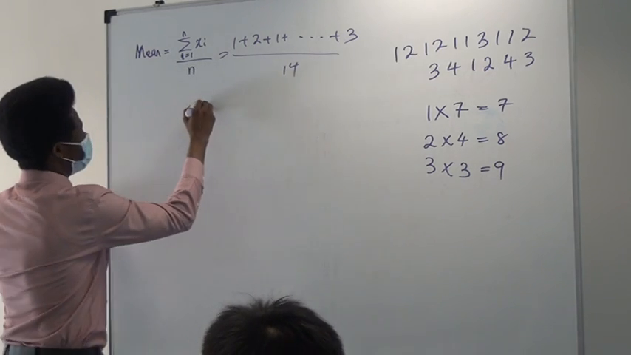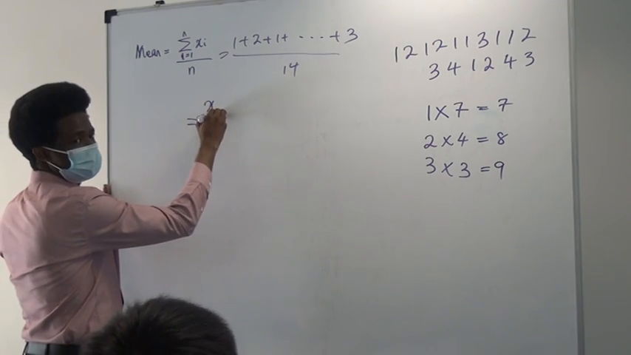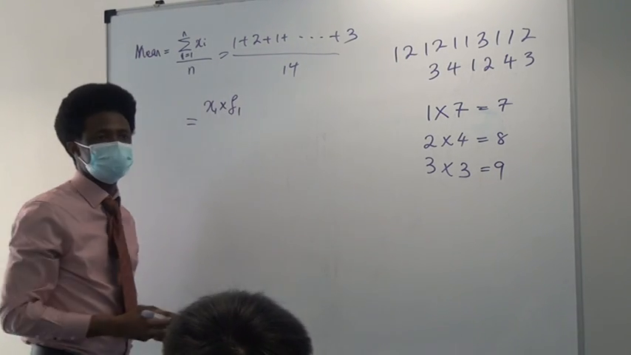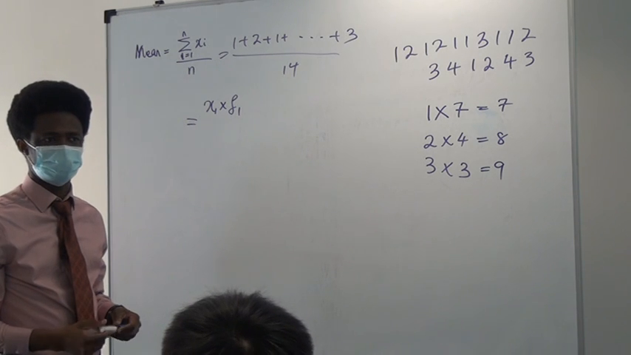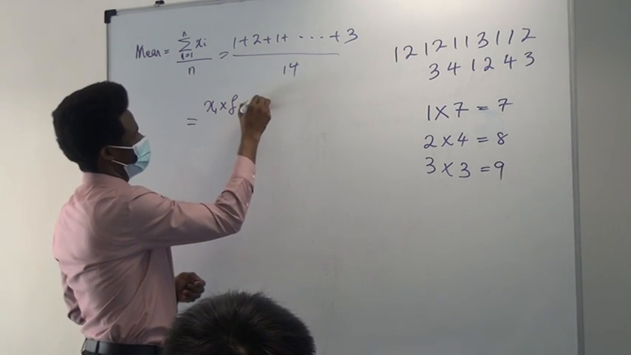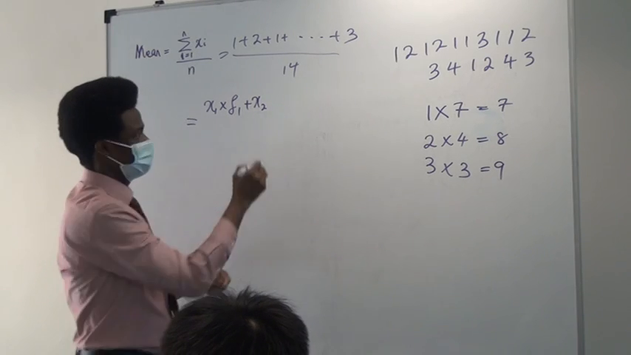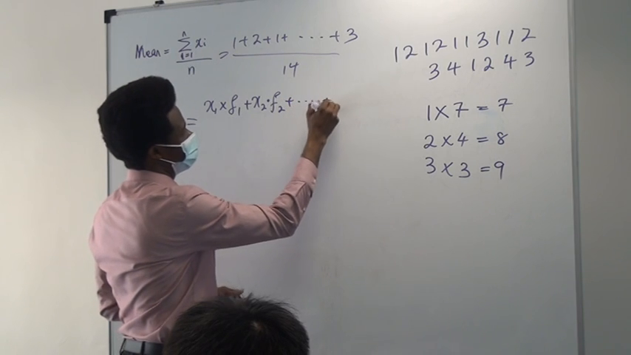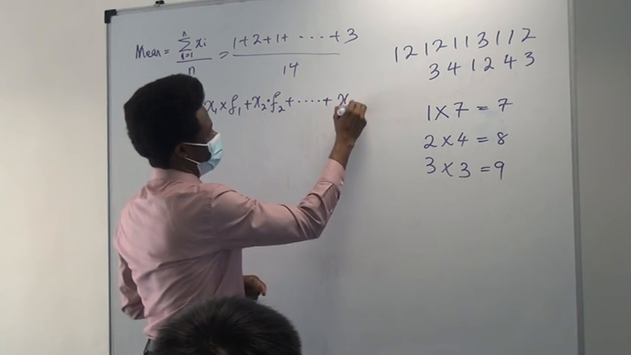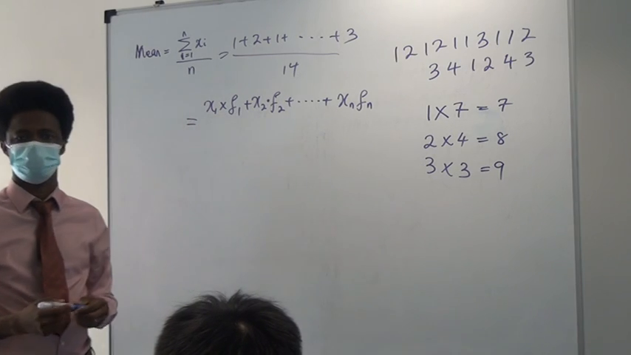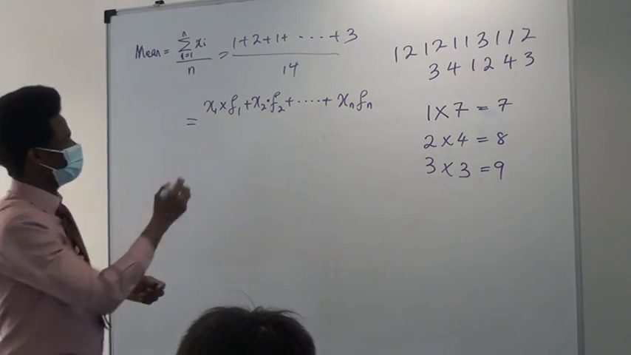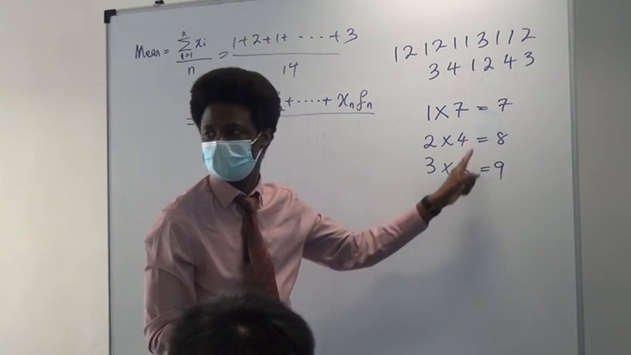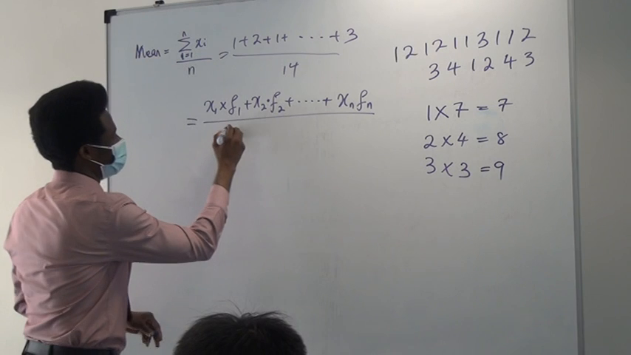So basically, if your data x1 appears f1 times, the sum of that group is x1 times f1. Am I making sense? If your data x2 appears f2 times, then the sum of that is x2 times f2. And this continues until your data xn appearing fn times. Okay? And the addition of everything will be the addition of how many times they appear, isn't it? In this case, it will be what?